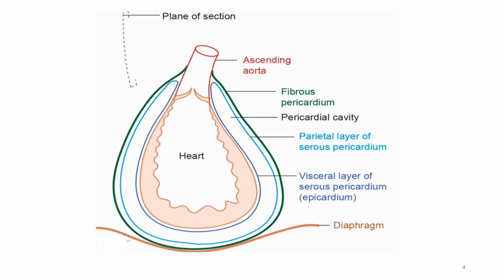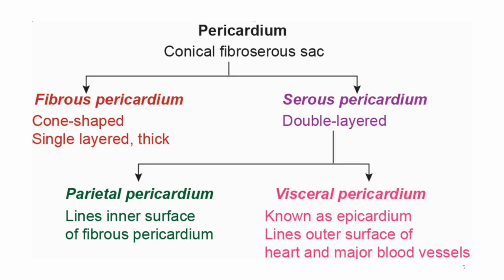This illustration shows a plane of section, identifying the layers of the pericardium, including the fibrous pericardium, serous pericardium layers, and the pericardial cavity surrounding the heart. The pericardium, a conical fibroserous sac, is divided into the cone-shaped, single-layered fibrous pericardium and the double-layered serous pericardium. The serous layer further splits into the parietal and visceral layers.